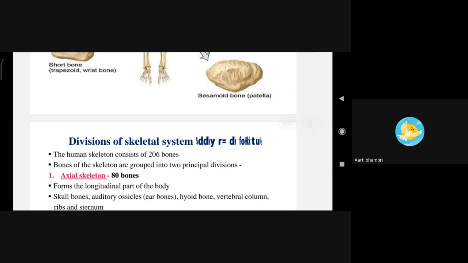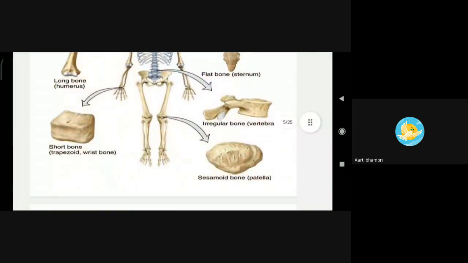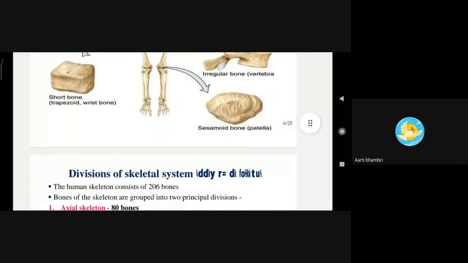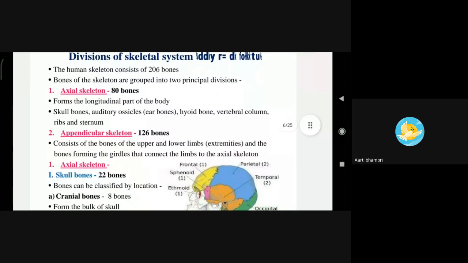Now, divisions of the skeletal system. So till now we have studied what bone is, their types, and what they are made up of. So bones make up the skeletal system of our body. Now we will go for the divisions of the skeletal system. The human skeletal system consists of 206 bones. We are talking about adults only. Bones of the skeleton are grouped into two principal divisions.